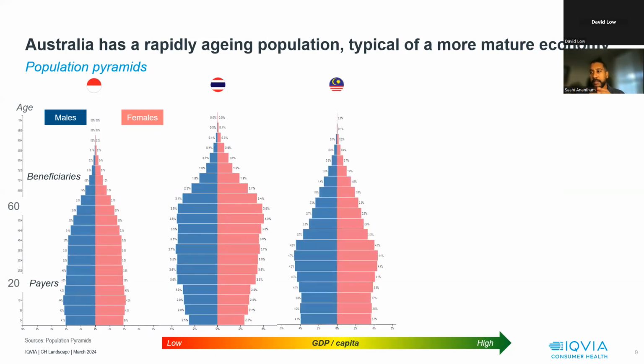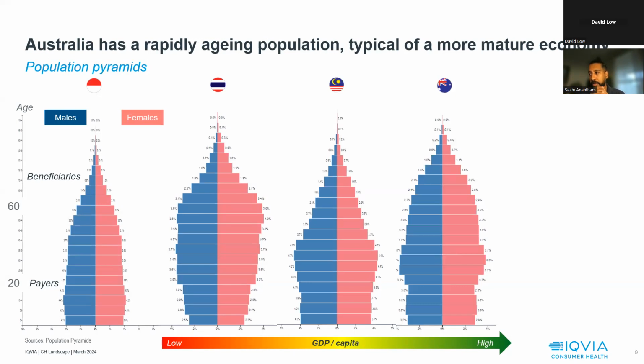Then you have Malaysia, which is somewhat contradictory because it's higher GDP per capita, but still younger individuals relative to Thailand. Then you have a country like Australia, where you can see it's taken on more of this chimney-like shape, which is indicative of a burgeoning aging population. By 2026, 22% of Australians will be 65 or older. That's roughly 6 million individuals who you're going to be able to basically market to because they are going to be seeking products to prolong their lifespan and, of course, prolong their quality of life in association with that lifespan.